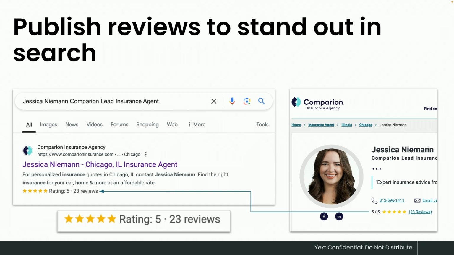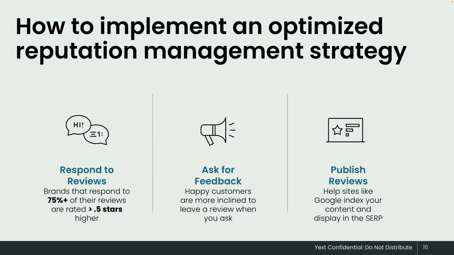And so when you're thinking about what are the little things that we could be doing to differentiate ourselves, again, in a very crowded market space, something like this can help your brand stand out in search results and just drive more traffic to your website.